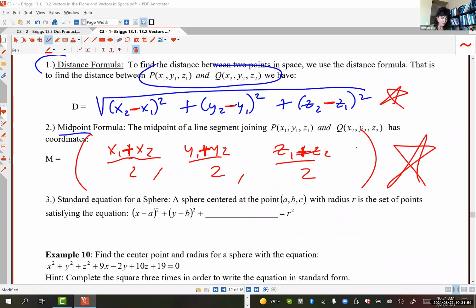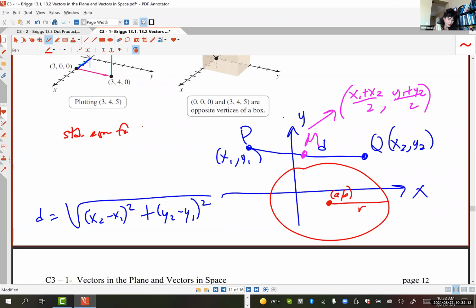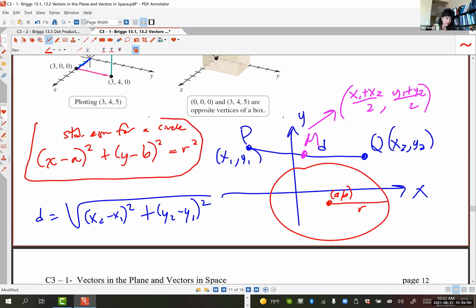What about the standard equation for a sphere? Well, let's do a circle first. That's the analog in 2D. When you did circles back in algebra class, your circle had some center point with coordinates a, b, and it had some radius r. And the standard equation for a circle looked like this. It was x minus the center point's x coordinate a, squared, plus the quantity y minus b, squared, equals radius squared. You may remember that from the bad old days.